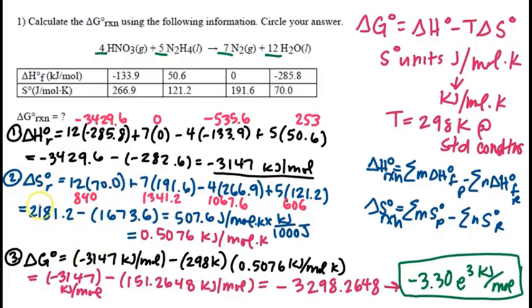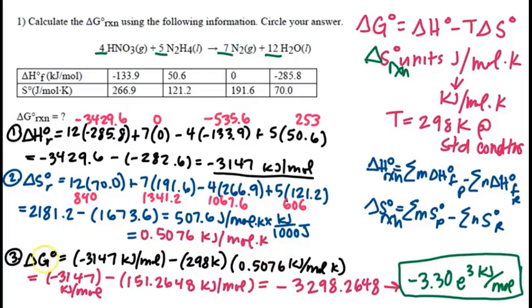All right. Once I have my values, I'm going to sum these two together, and I get 2181.2. I'm going to subtract it by the sum of these two numbers, which is 1673.6. When I subtract these two numbers, I get 507.6 joules per mole Kelvin. Of course, we know we have to take our delta S naught of the reaction units and put them into kilojoules per mole Kelvin. And so we're going to divide by 1,000. When I divide by 1,000, I get 0.5076 kilojoules per mole Kelvin.